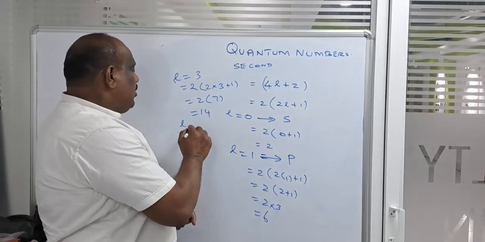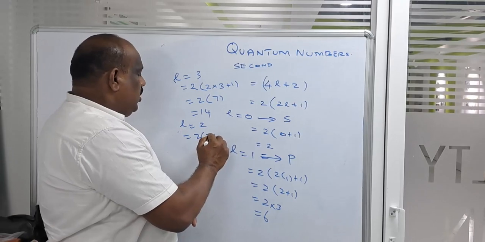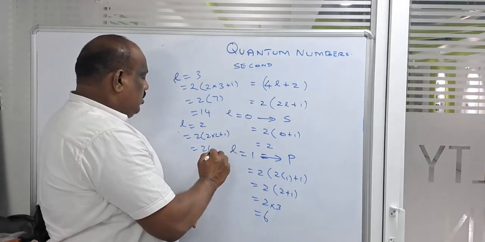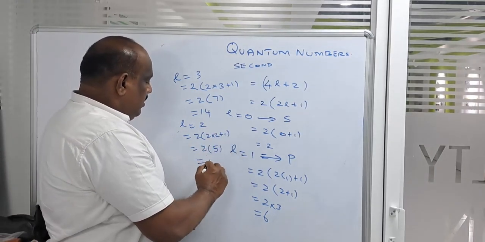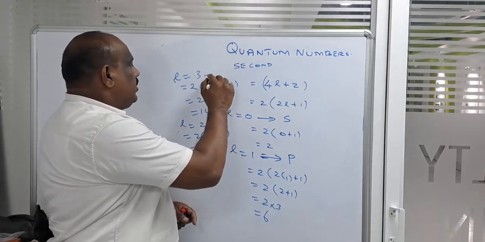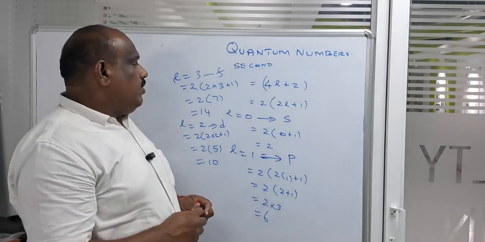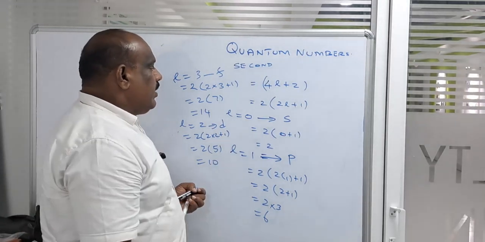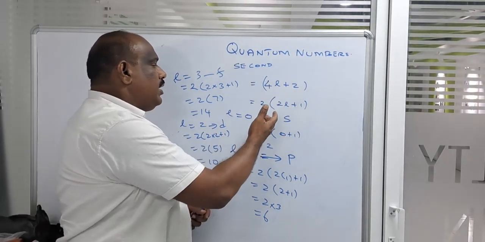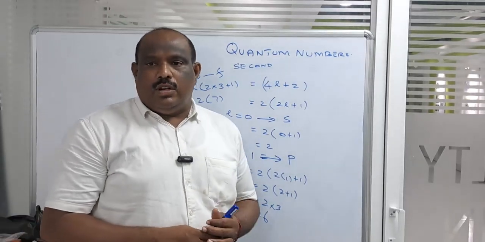So if I am going to put L equal to 2, it will become 2 into 2 into 2 plus 1. So 2 into 5. So 10. L equal to 2 means D. L equal to 3 means F. That is fine. So the formula for deriving the maximum number of electrons, either you can go with the 4L plus 2 or you can go with the 2 times of 2L plus 1.